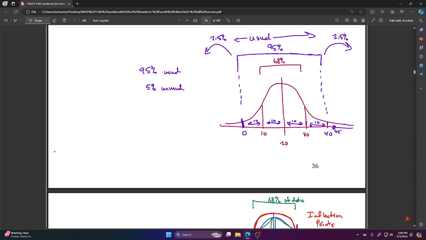Cool? We can keep going on this, but you're seeing the idea that we can go 3, we can go up to 5, I think, is where it finally cuts out. But 2 is a really good one. You're seeing the importance now. I can tell you that 95% of people are from 0 to 40 minutes drive time after I do the math. Good? Make sense? So this is why we're doing it.